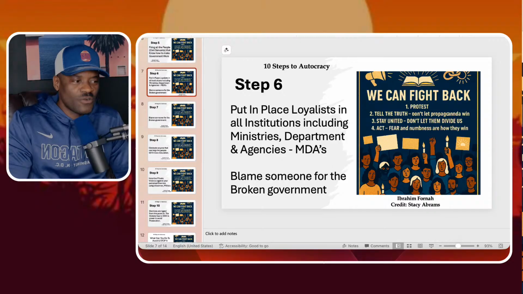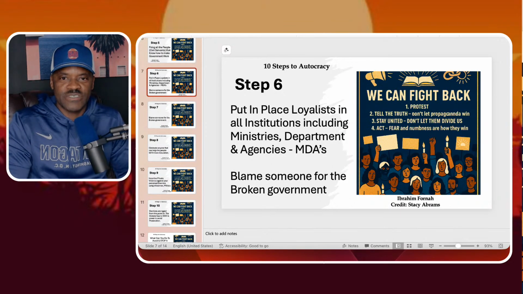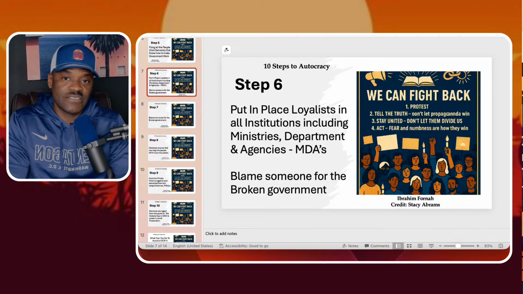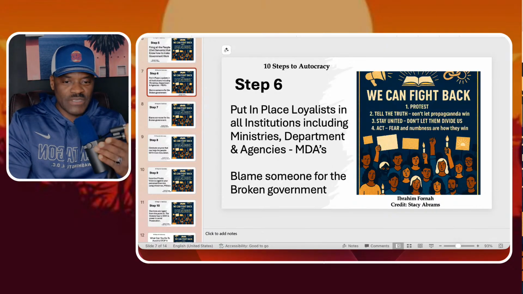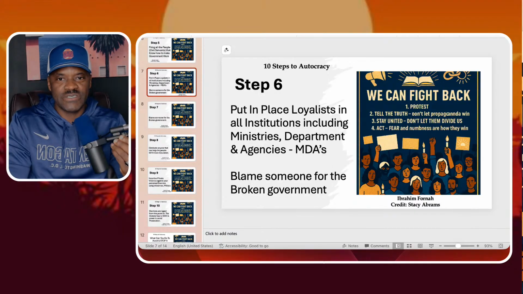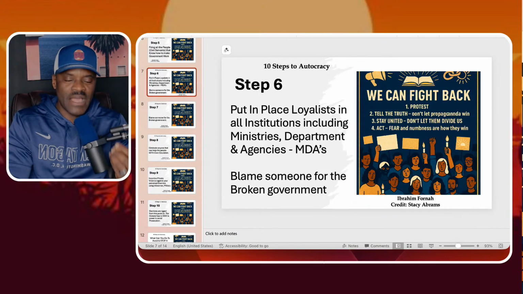So that's step number 6 for you. You put in place loyalists. That is what we've seen. You know, all the loyalists in all institutions, all the ministries, all the departments, all the agencies. Go and do an audit check today in Sierra Leone. 98% of the ministries, departments, and agencies are all occupied and headed by Southeasterners and Mendes, to be specific, right?